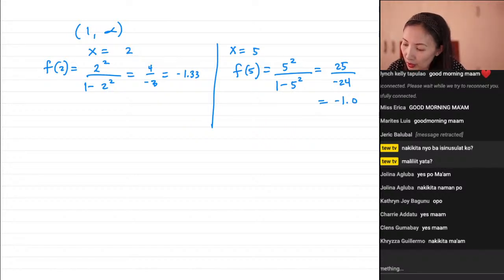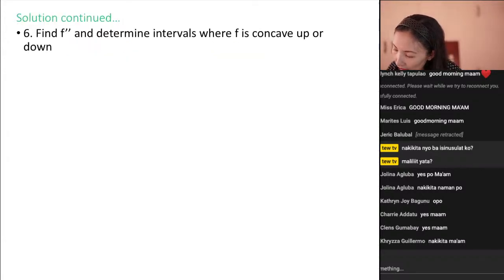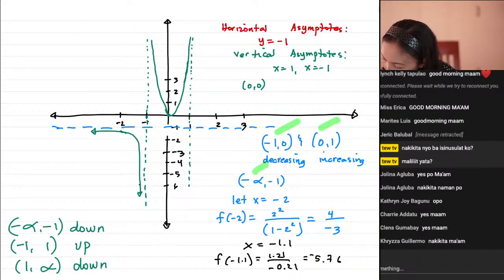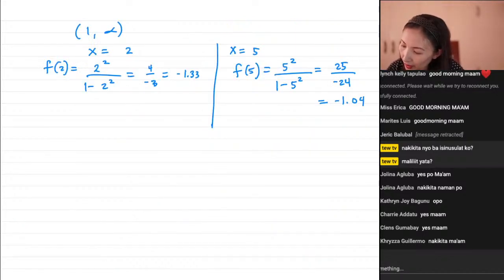Okay, so let's locate these points in the graph. Okay, 2, negative 1.33 is somewhere here. Okay, how about the value which is very close to positive 1? Why did we choose 5? Let me choose 1.1. The one very close to 1, because 1 is not allowed. Take note that the function is not defined when x is 1. So let's say 1.1. Let's replace 5.